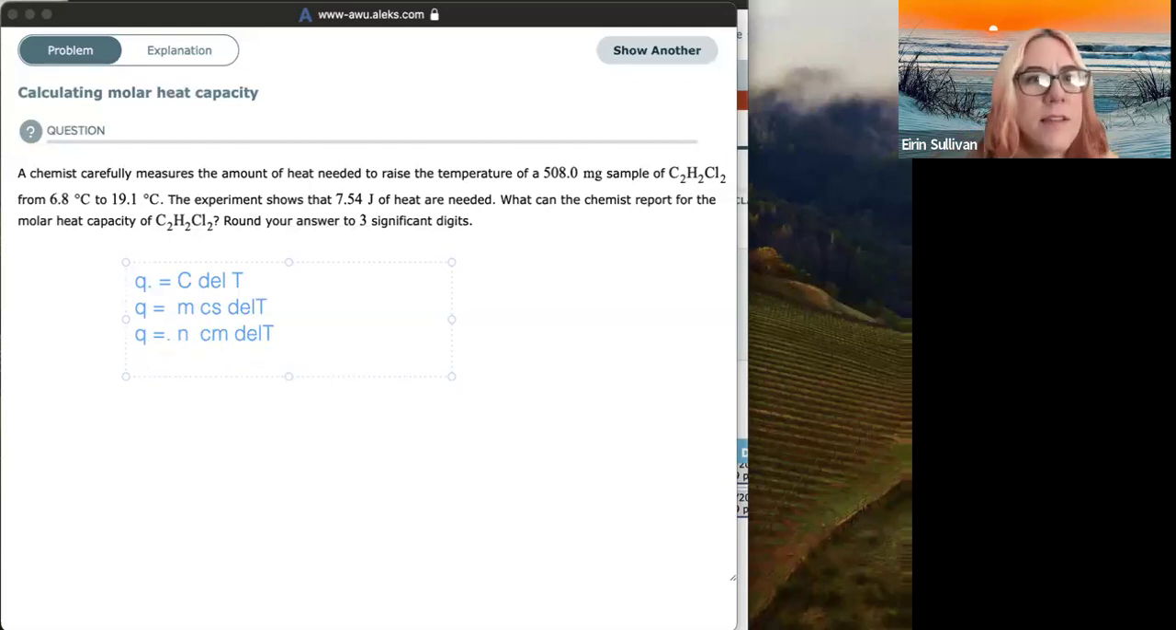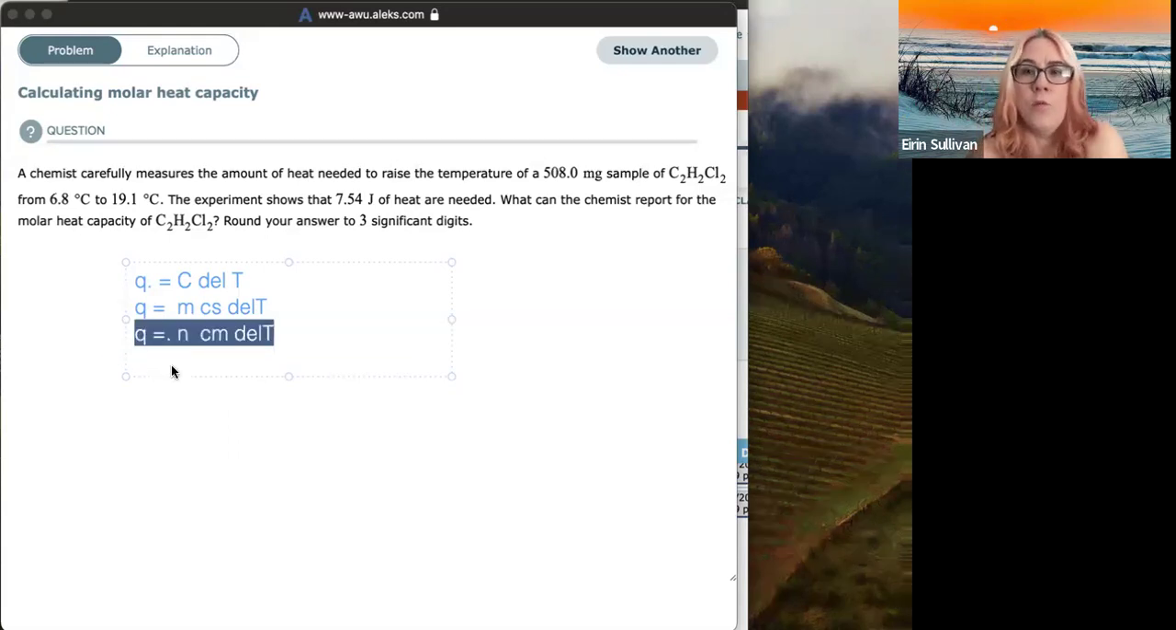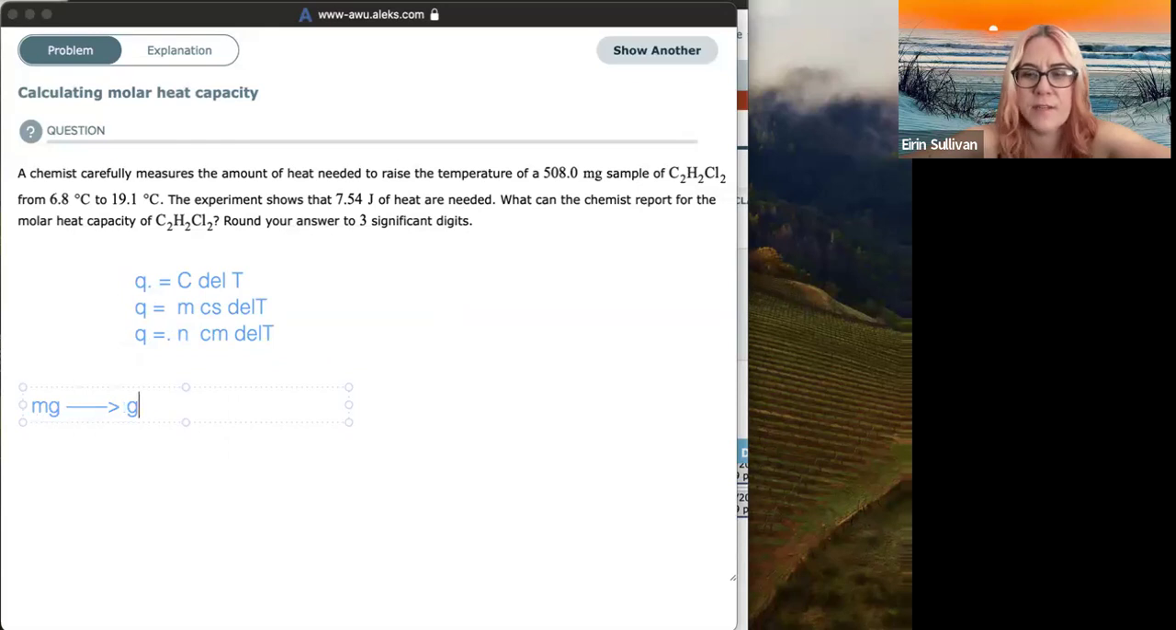Now, we're asked to calculate the molar heat capacity. So that is going to be this one. Number one way these kind of questions go wrong is we've been given a mass in grams, and if you just stick that straight into your equation for molar heat capacity, you're going to be in trouble, right? Because we have to convert mass in grams to moles. And in fact, we have to convert mass in milligrams to moles. How rude. So we've got to go from milligrams, this is my plan, to grams to moles.